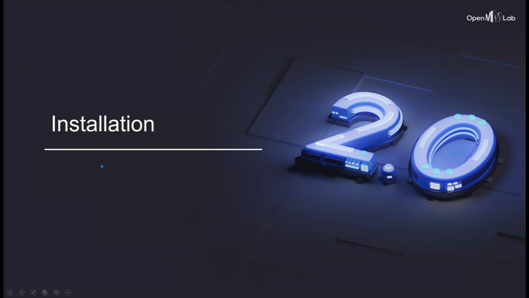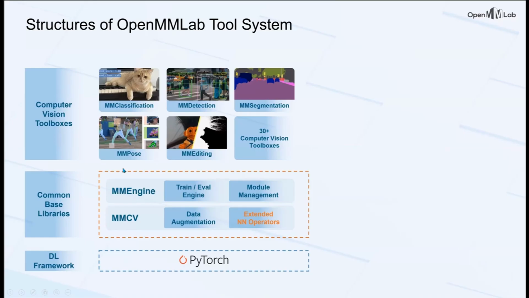As we have seen, OpenMMLab is a collection of several toolboxes as shown in this figure. First, it is based on PyTorch, and then we build MMCV and MMEngine as common base libraries, and other toolboxes are built upon both MMCV and MMEngine. So to install a specific package, you need to install a full stack of dependencies. And because MMCV contains some extended operators written in C and CUDA, it also depends on the version of PyTorch and also the CUDA version of PyTorch. So a correct installation usually takes some effort.